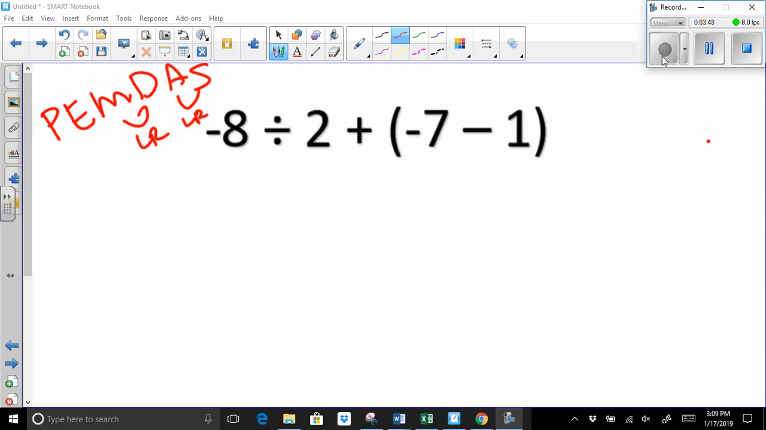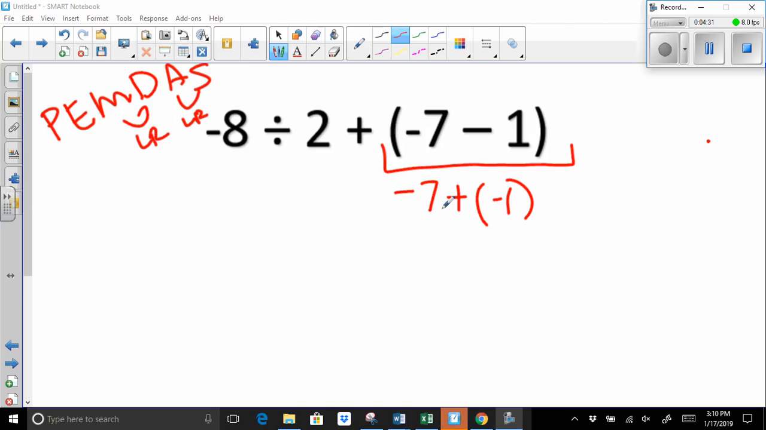For this problem, we have -8 divided by 2 plus, in parentheses, -7 minus 1. So looking at my PEMDAS, the first thing I want to see is if I have any parentheses, and I actually do right here. -7 minus 1. Now, whenever we're subtracting integers, it's very important that we turn it into an addition problem. So -7 minus 1, we basically want to switch. So we want to keep the -7. We're going to change that minus into an addition, and we're going to change this +1 into a -1.